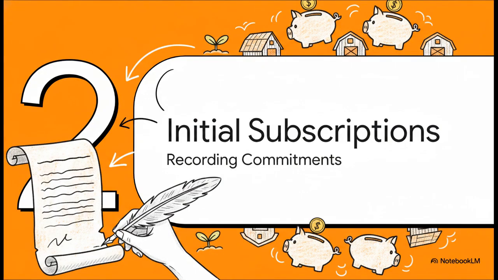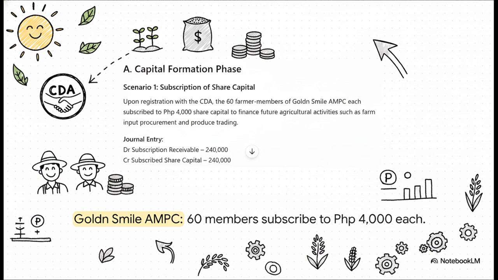Moving right along to Section 2, recording initial capital subscriptions. Let's make this super concrete. Picture this scenario: the Gold Smile Agricultural Multi-Purpose Cooperative, or AMPC. Right upon registration with the Cooperative Development Authority, 60 farmer members each subscribe to 4,000 Philippine pesos in share capital to finance their future farm activities.